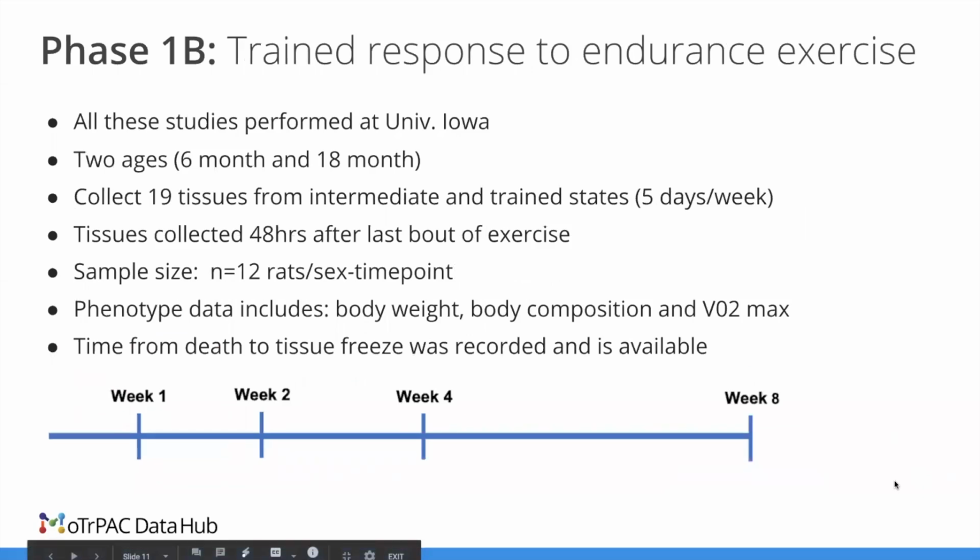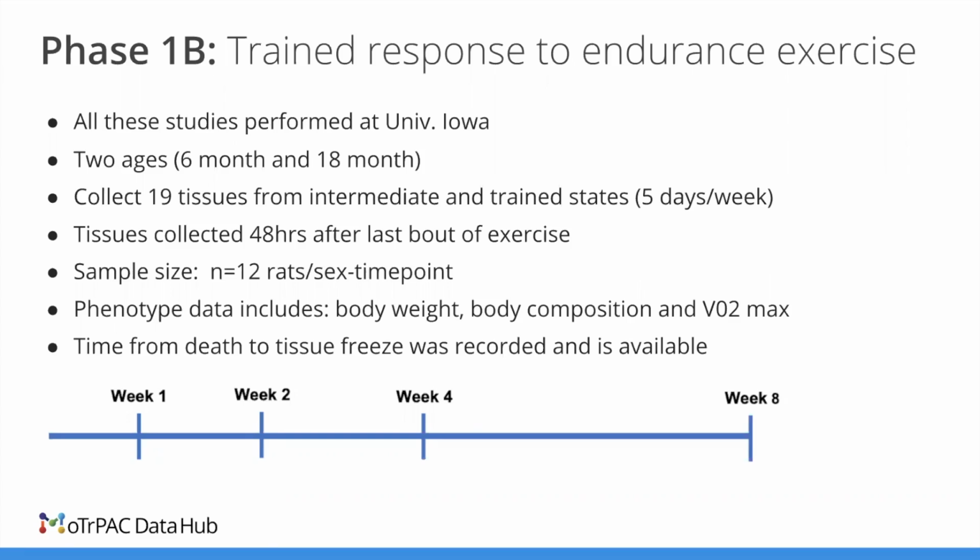And then the design I haven't mentioned much about is the trained response to endurance exercise. These studies were all performed at the University of Iowa. These were done also on 6-month-old Fisher 344 rats and 18-month-old rats, male and female. And like the acute response, the Iowa site collected approximately 19 tissues. But in this case, we're collecting from intermediate stages as well as what we would call a trained state at 8 weeks of training.